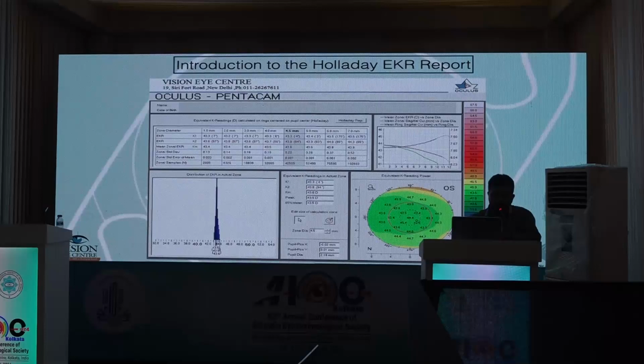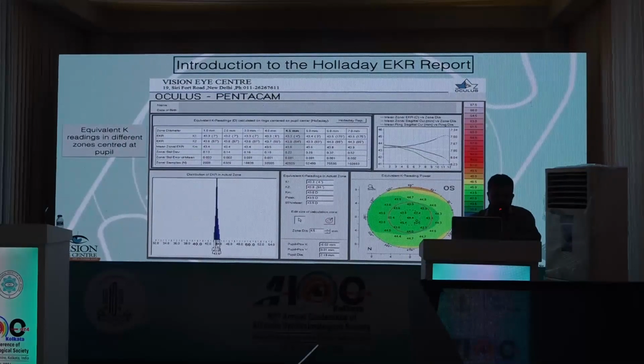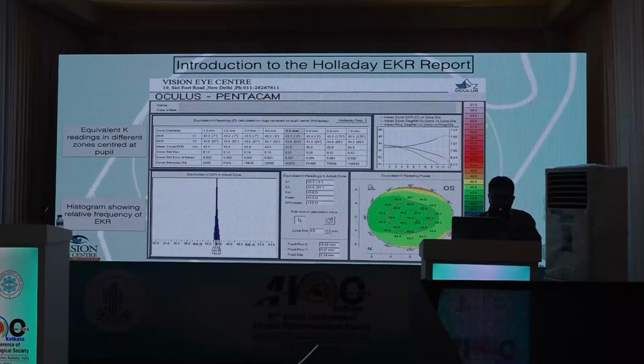So let's look at this eye here. This is an eye that has undergone refractive surgery. You can see the equivalent K readings in different zones, and this is centered at the pupil. You see this histogram here, you can see there's a single uniform peak there. This is an indication that this is quite a regular cornea.